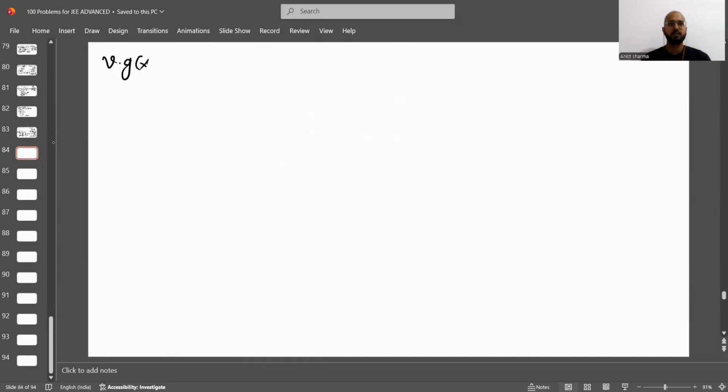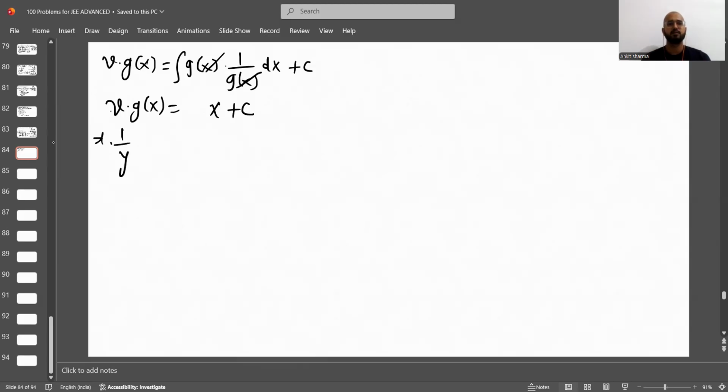So I'll be having here v into g of x is equal to integral of g of x, and on the right side we have again 1 over g of x. So these two parts get cancelled. So I'm left with v into g of x is equal to x plus c, and v is nothing but 1 over y, so g of x over y is equal to x plus c.